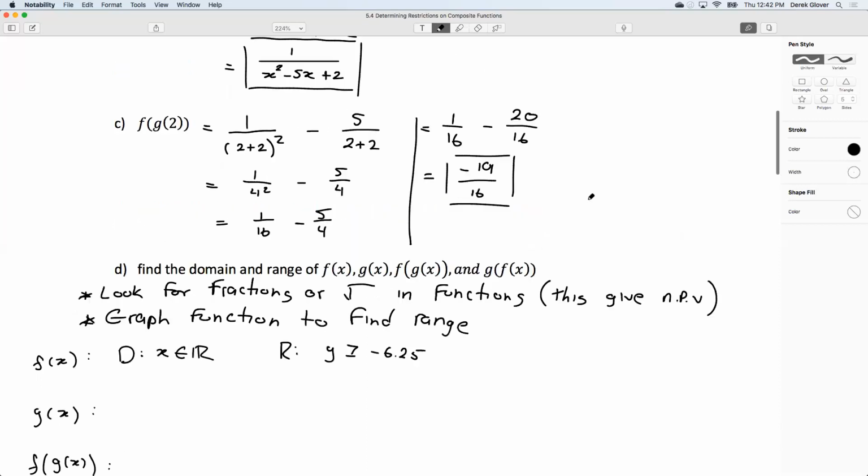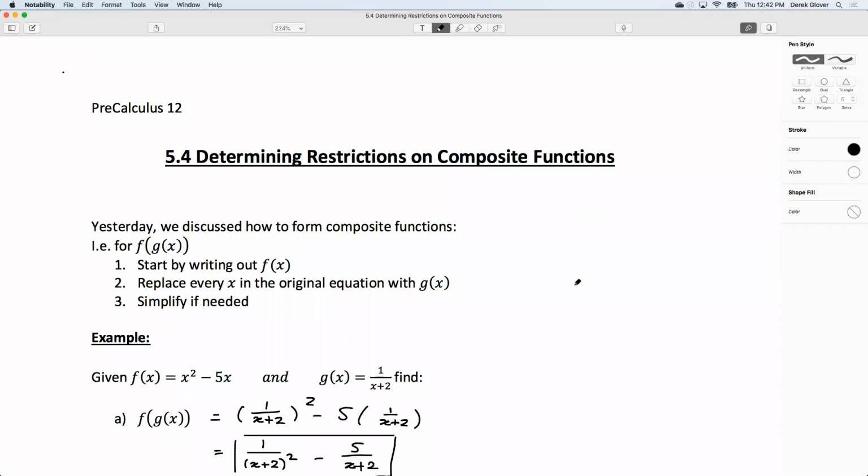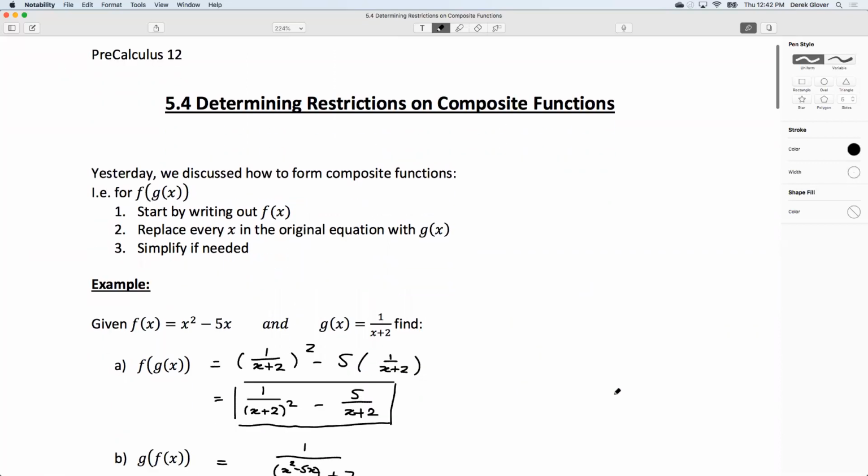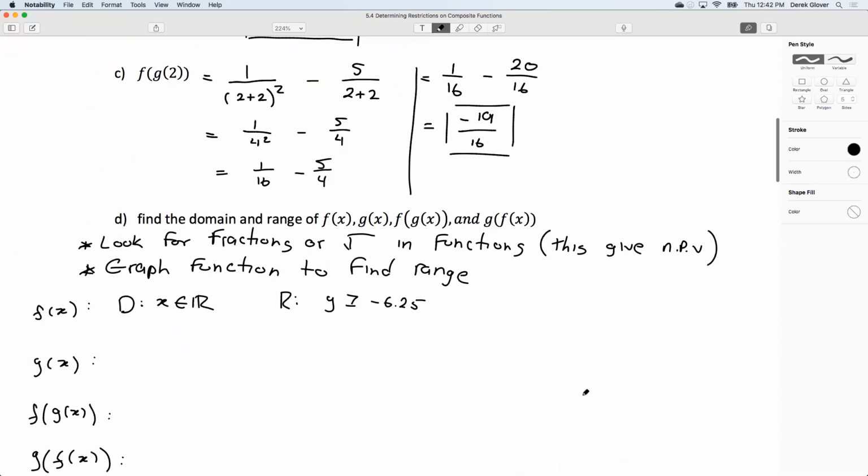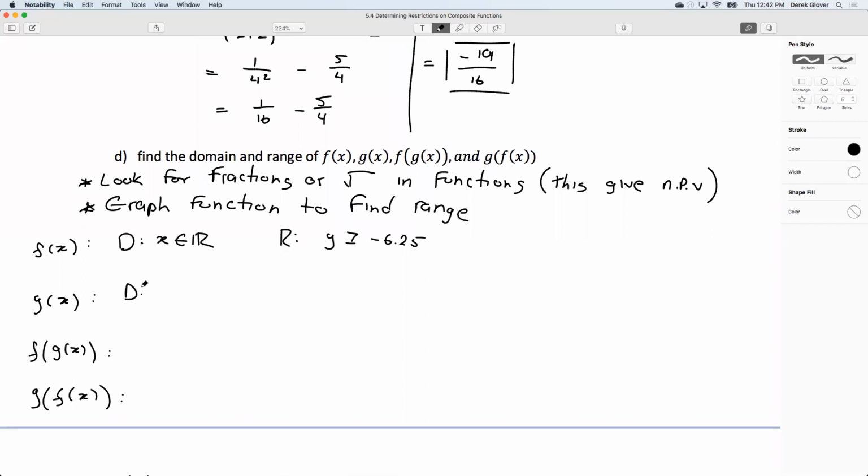All right, let's move to g of x. g of x is 1 over x plus 2. So we do have a restriction here. We can't have a 0 in our denominator, so x cannot be negative 2. So for our domain, x is all real numbers except x cannot equal negative 2.